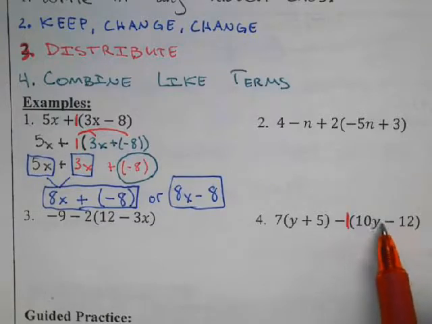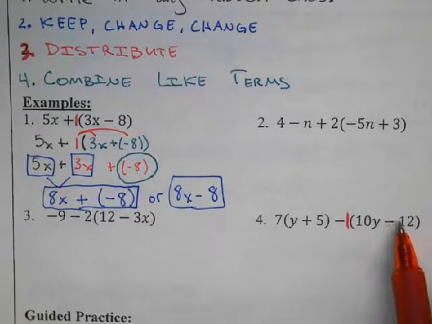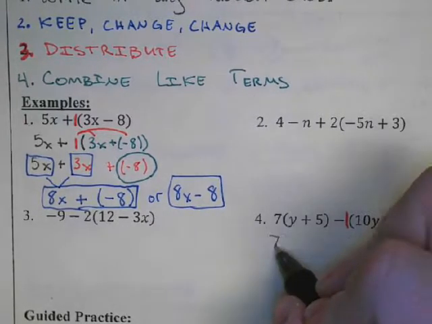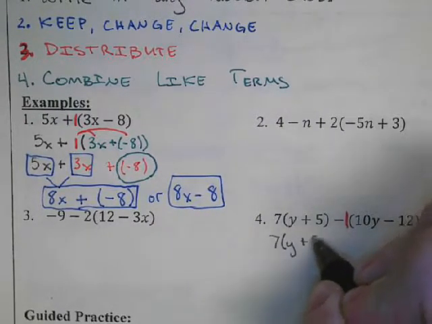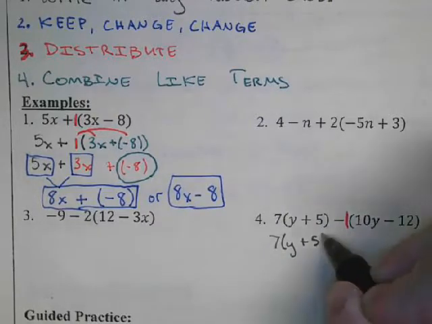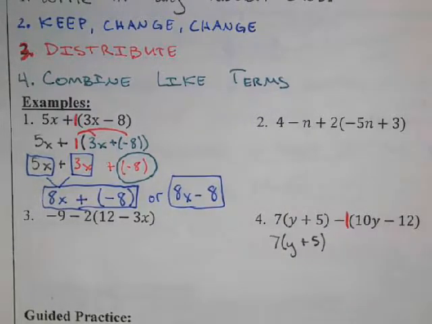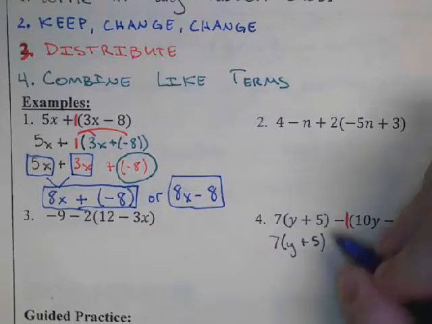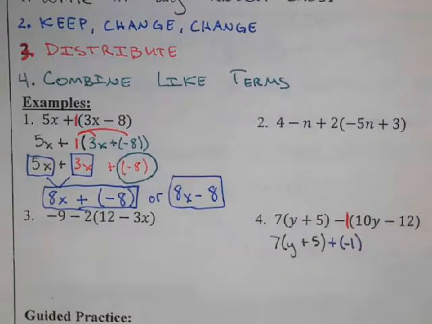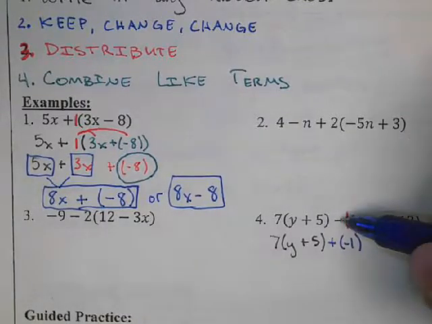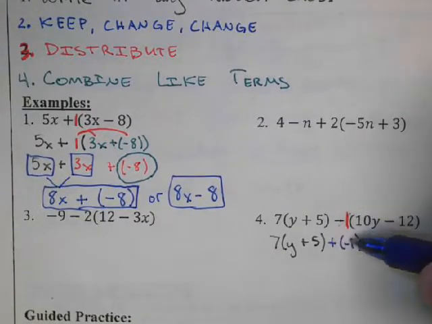And we'll have, oh, another one right there, so change, change. Change that minus and change that 12. Okay, so let's go ahead and do that. I will have all this first stuff staying the same, 7 parentheses y plus 5. Now I'm going to do my keep, change, change. So I'll have a plus negative 1. There's my change, change, plus negative 1.